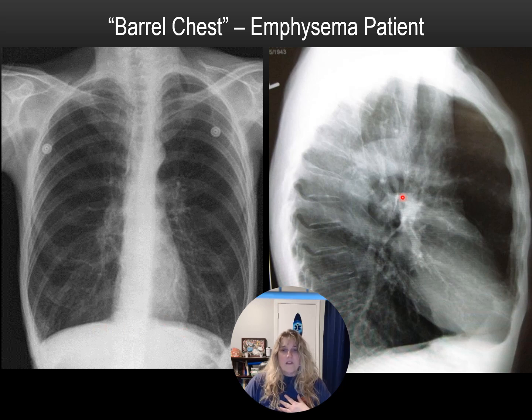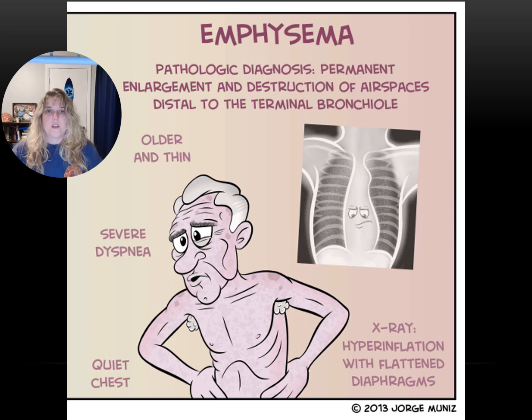But anyway, this is the side view of a barrel chest. And with emphysema, again, older, they're thin, they have severe shortness of breath, they have that really emaciated appearance, because they're using twice the metabolism that they would, because the exhalation has become an active process. So you can kind of see here again, it's hyperinflated, you've got a flat diaphragm, all those things kind of pull together and create this.